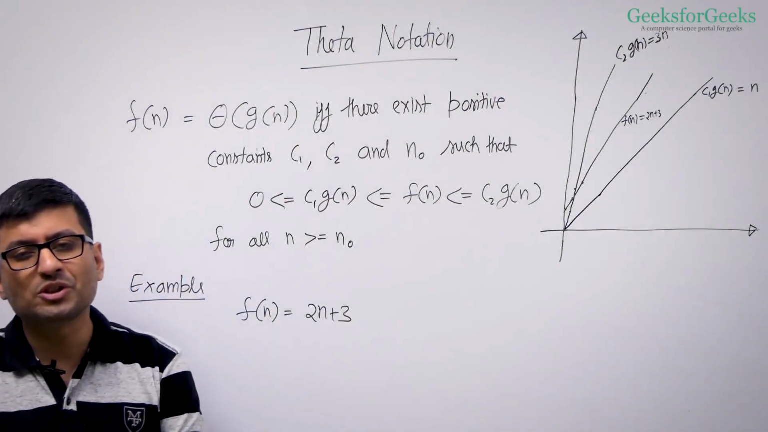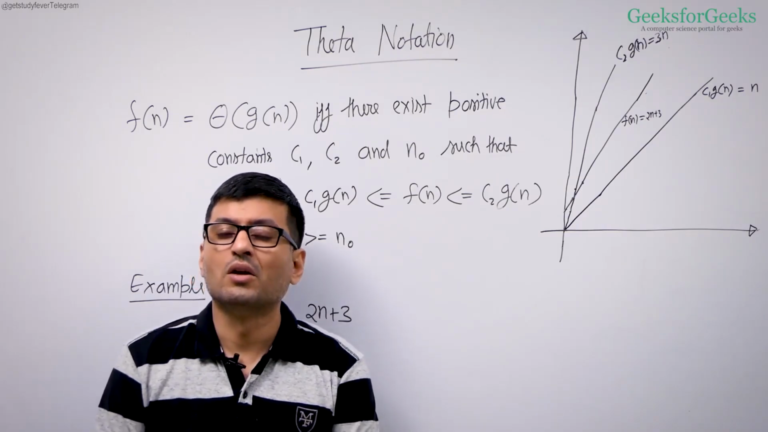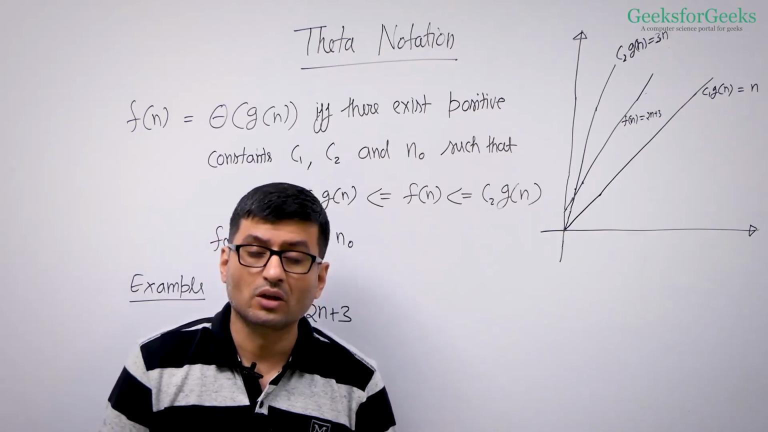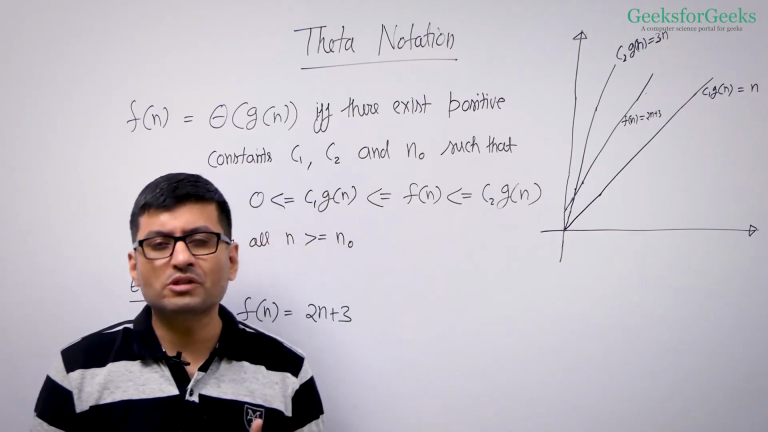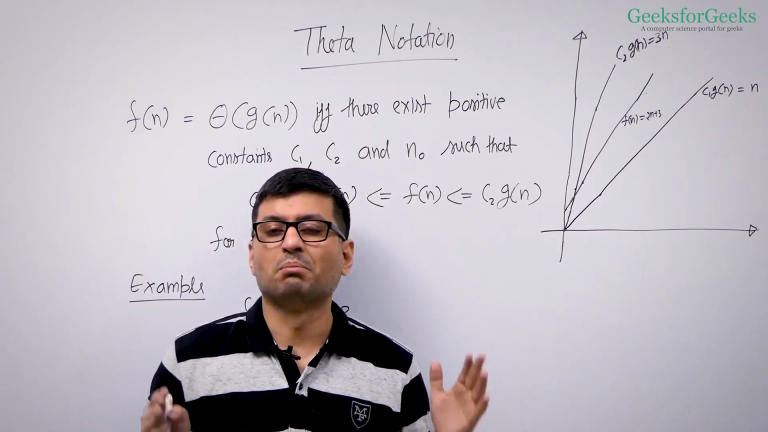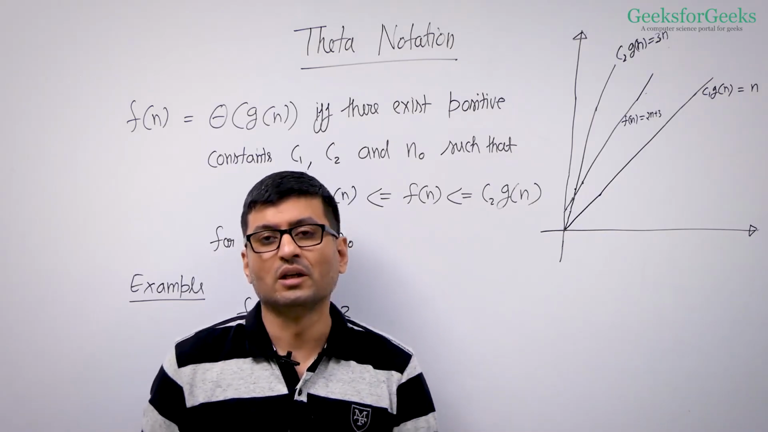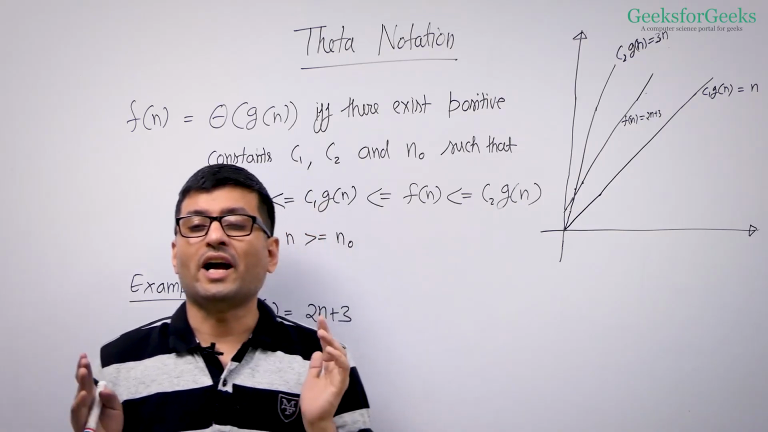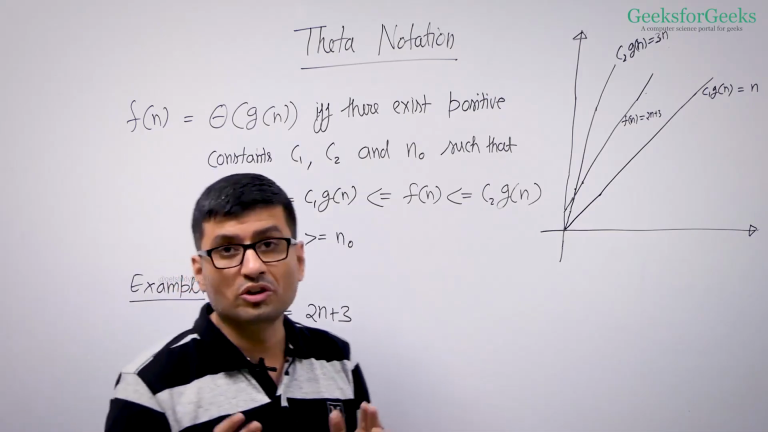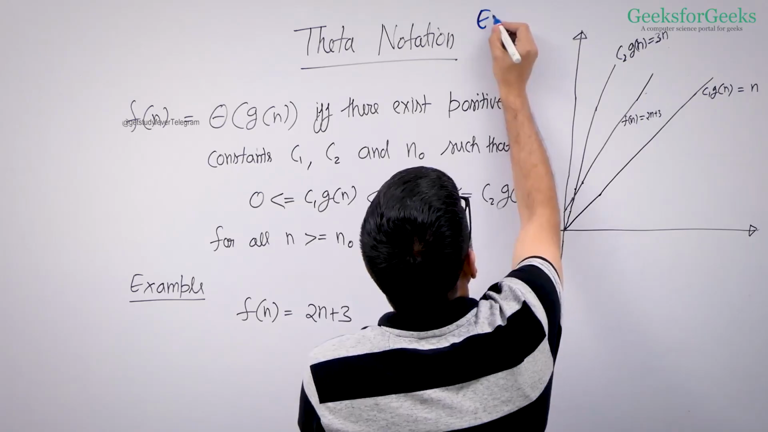In the previous videos, we talked about big O notation and omega notation. Big O notation bounds a function from the upper side. Omega notation bounds a function from the lower side. Theta notation bounds a function from both the upper side and the lower side, which means it actually represents an exact bound on a function, on the order of growth of a function. So it is used to represent exact order of growth.